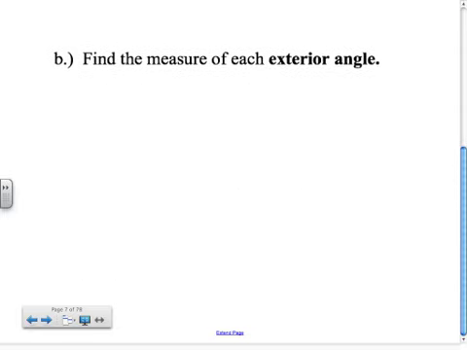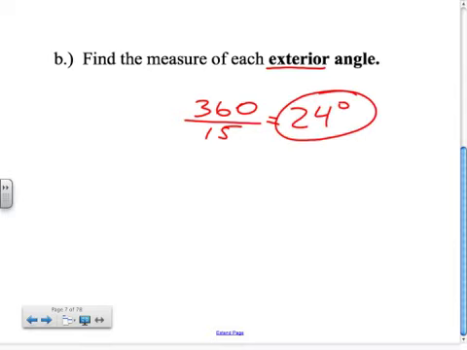Okay. The second part says find the measure of each exterior angle. Well, again, each exterior angle is going to be congruent, and there's 15 of them. And this is even easier because we know exterior angles add up to 360. There's 15 of them. Divide by 15. Each exterior angle has to be 24 degrees. All right, again, still using the exterior angle sum theorem, but in a slightly different capacity.